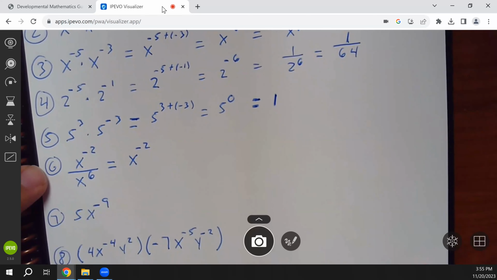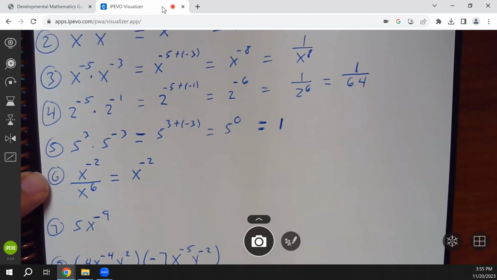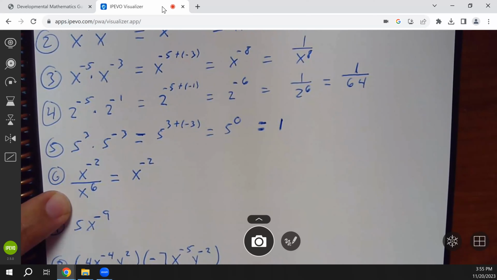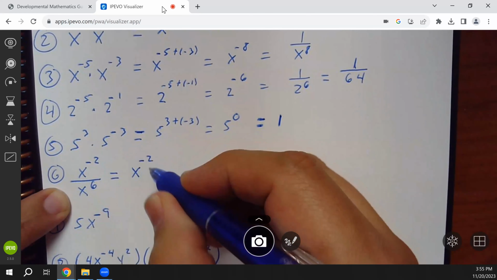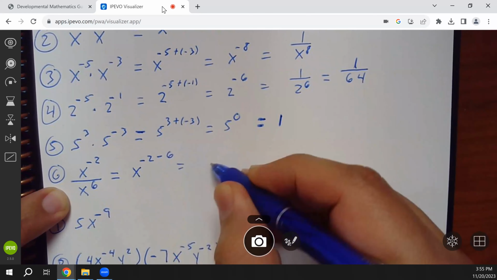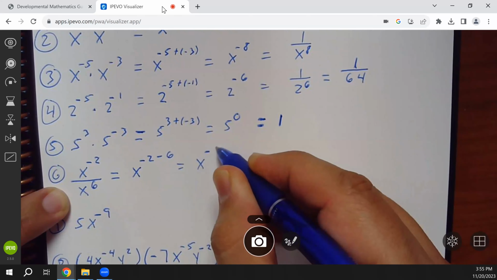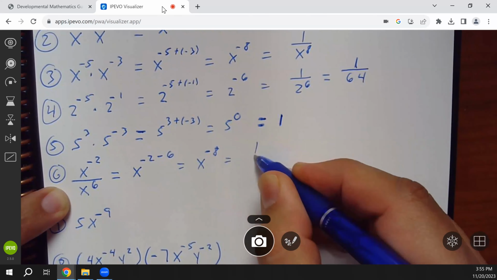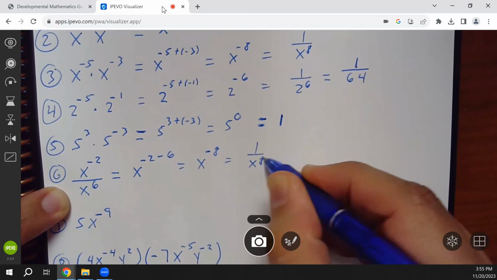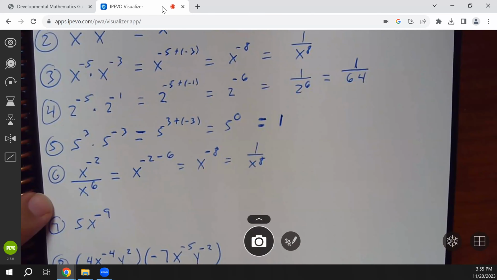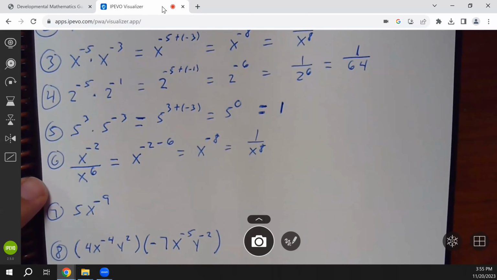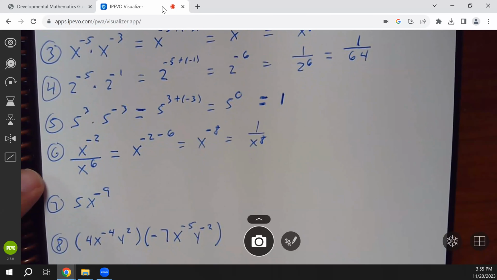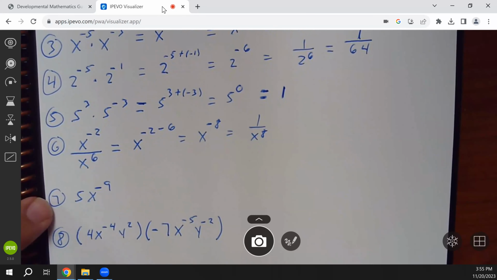Okay. Fix the quotient. So we'll take the top one, subtracted by the bottom. That should be -8. 1 over x to the 8. What about 7 though? What would you try there?